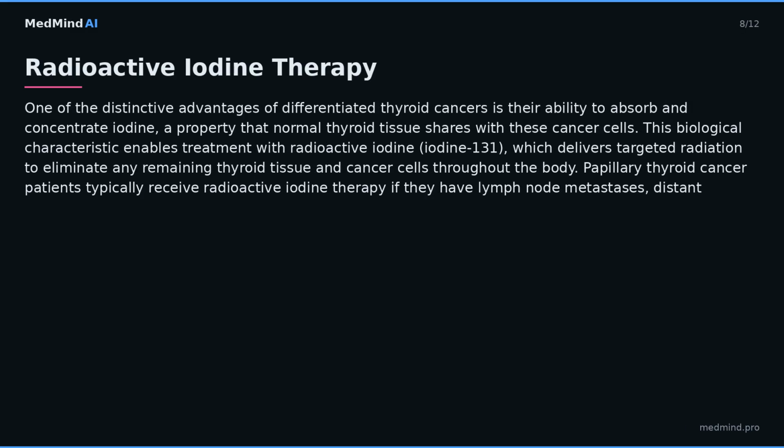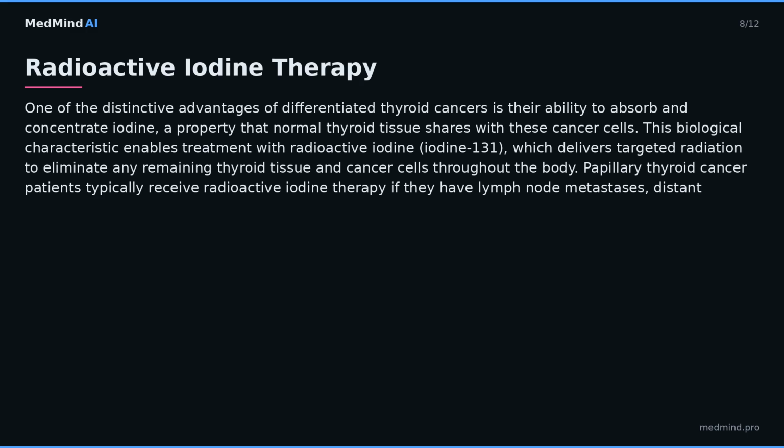Radioactive iodine therapy. One of the distinctive advantages of differentiated thyroid cancers is their ability to absorb and concentrate iodine, a property that normal thyroid tissue shares with these cancer cells. This biological characteristic enables treatment with radioactive iodine, iodine-131, which delivers targeted radiation to eliminate any remaining thyroid tissue and cancer cells throughout the body.